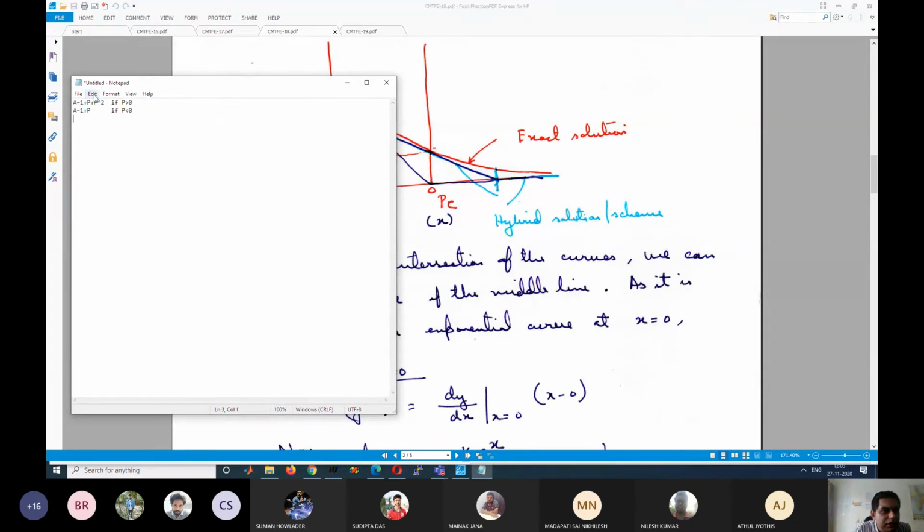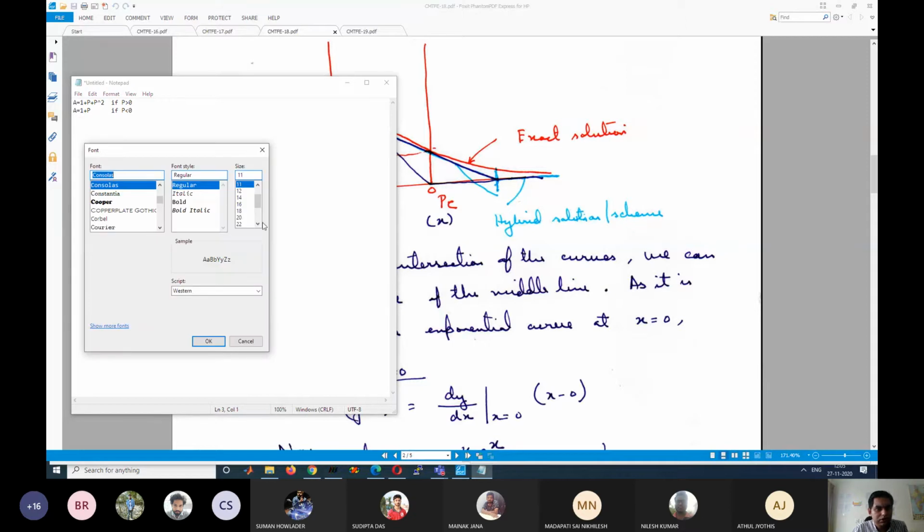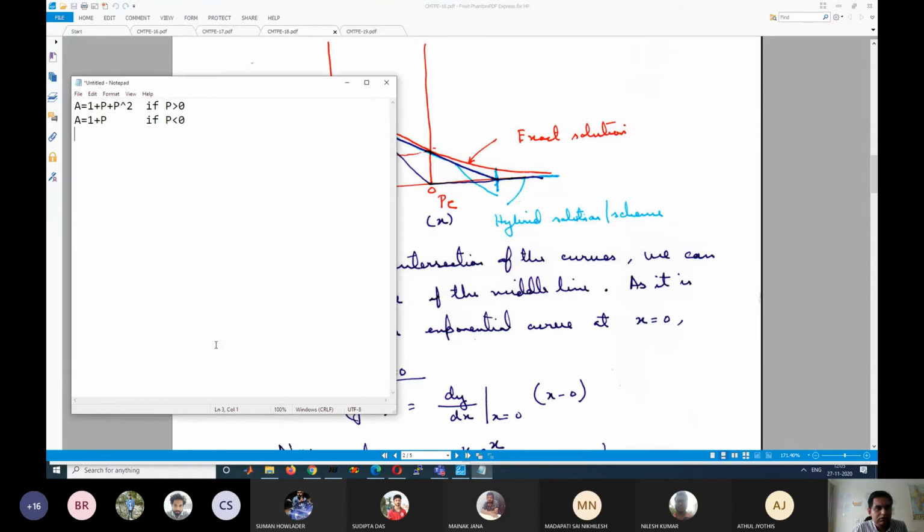Can we change the font size here? So slow, huh? I hope now it is visible. You can even change it more.